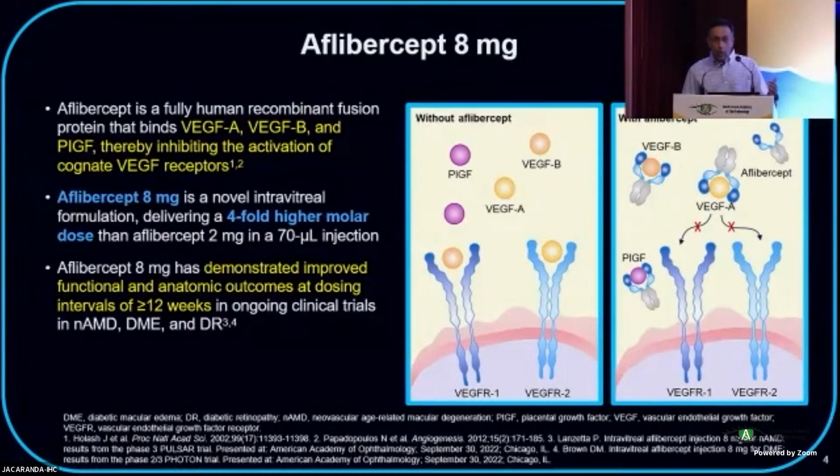So this, I think we all know, we've gone through this in the evening. It is a fully human recombinant fusion protein, binds VEGF A, B, and PIGF. And this is a 4-fold higher molar dose, delivering 2 milligram, and it is in a 70 microliter injection. And it has already demonstrated functional and anatomical outcomes at dosing intervals more than 12 weeks.